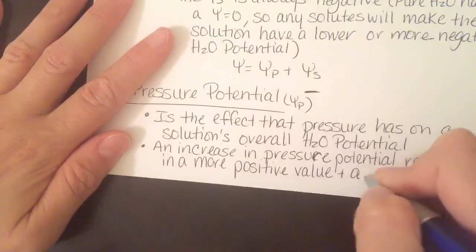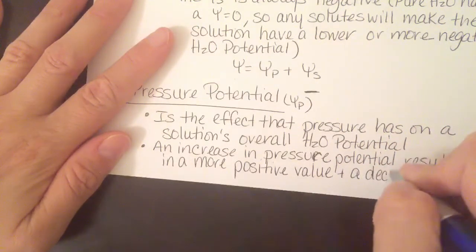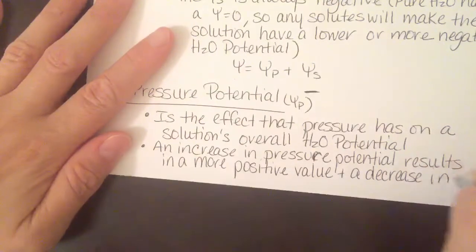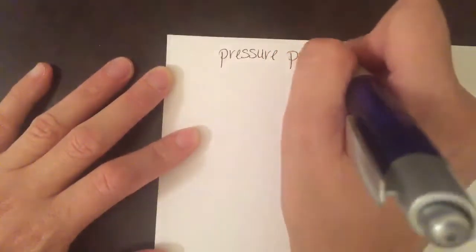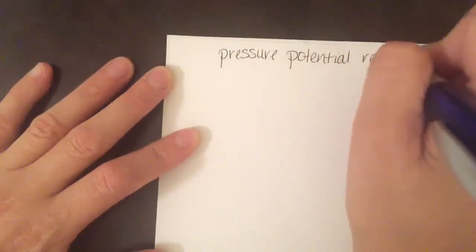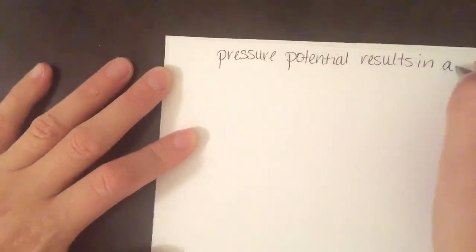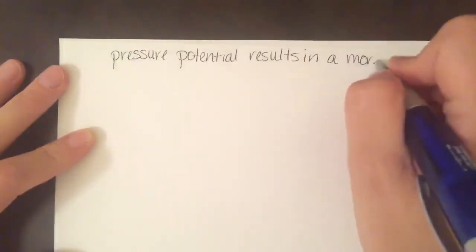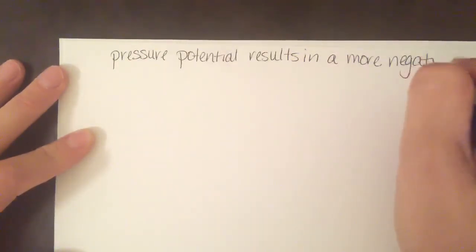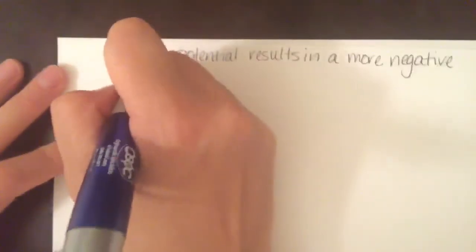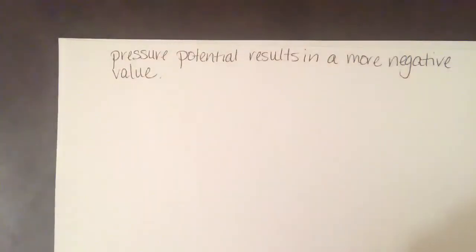And a decrease in pressure potential results in a more negative value, or closer to zero. I'm running out of room down here, so let's go to another page. If there's no pressure whatsoever, your pressure potential is zero.